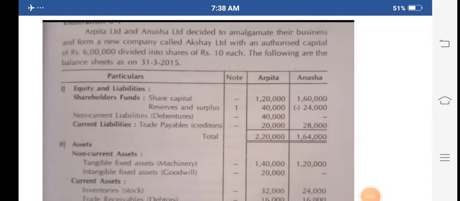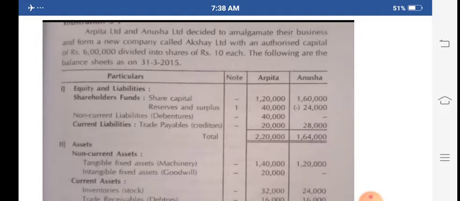Hi students, this lecture is for BBA 4th semester, Corporate Accounting 2. From the last lecture we started the problems on amalgamation in the nature of merger as well as amalgamation in the nature of purchase.